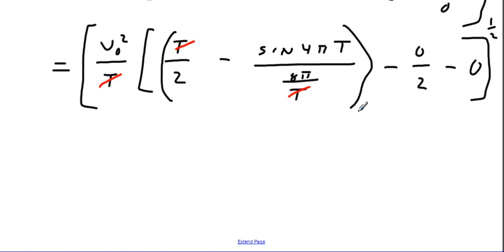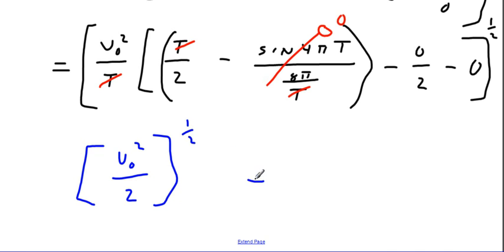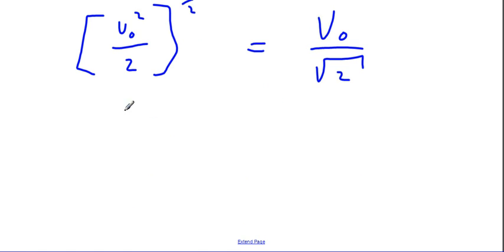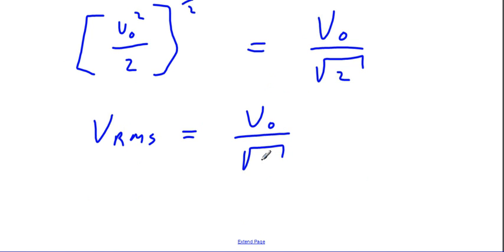And guess what? The sine of 4 pi T, where T is the period, is going to be 0. So I end up with V naught squared over 2, the square root of, so I end up with V naught divided by the square root of 2. So the A part says that the RMS voltage for a sine wave is going to be V naught divided by the square root of 2. Isn't that lovely?